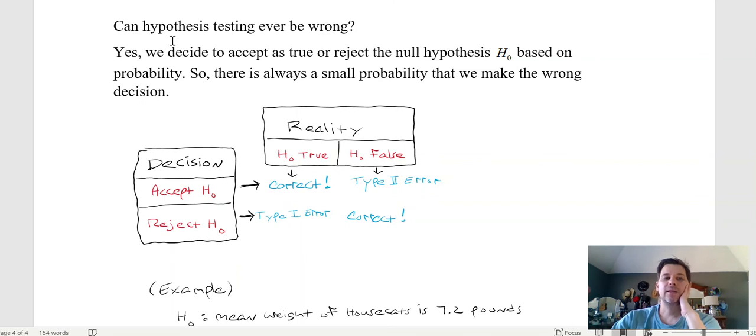But anyway, can hypothesis testing ever be wrong? Well, of course, yes, because it's done by humans and we can be wrong. But the reason why hypothesis testing can be wrong sometimes is we decide to accept as true or reject the null hypothesis based on probability. It's all done based on probability.